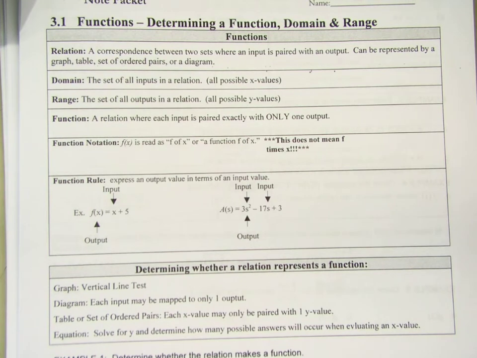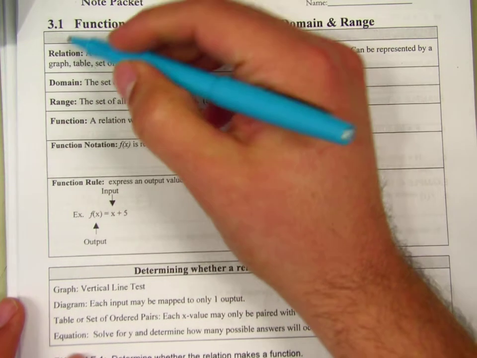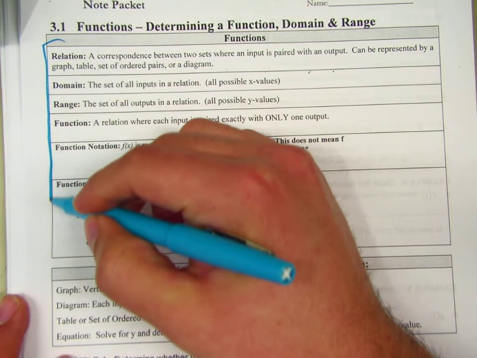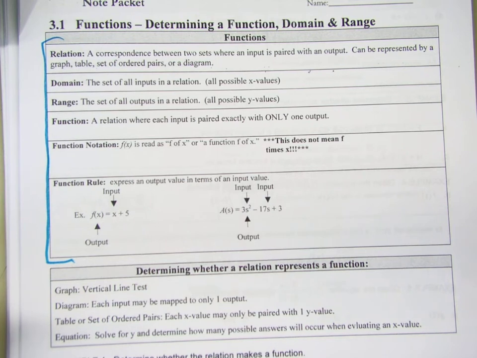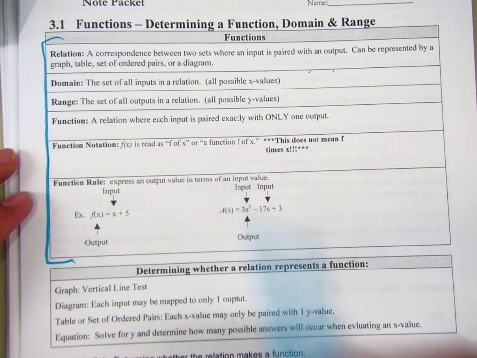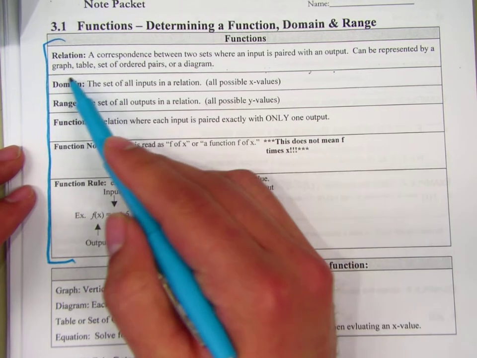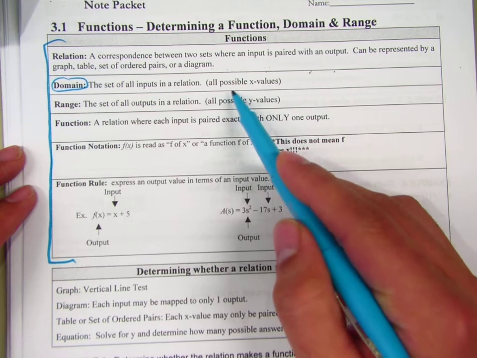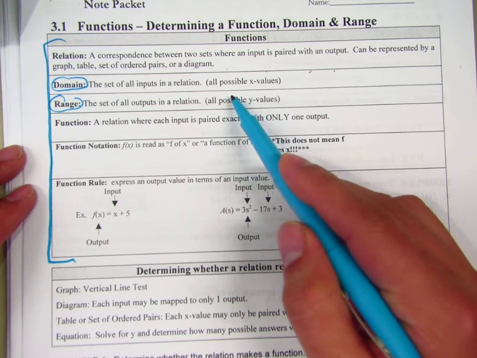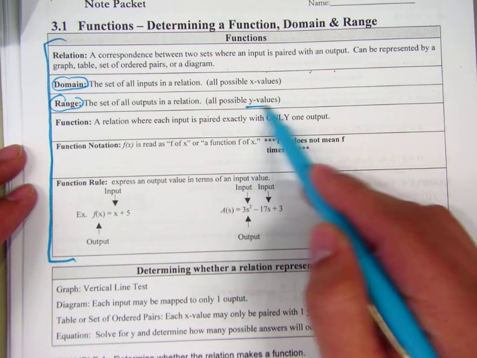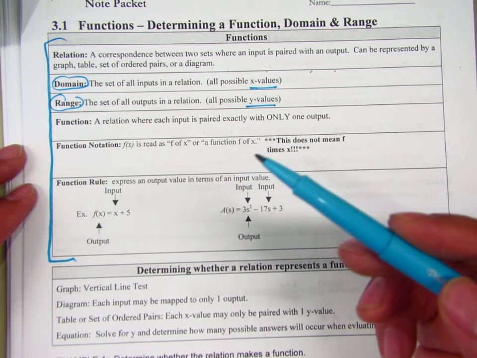So 3.1. Here's what I'm going to suggest that we do. This is all review, so I'm not going to spend too much time talking about it. I will highlight, though, that domain is all your possible x values, and that range is all your possible y values. Okay? Because we'll be finding those later on.